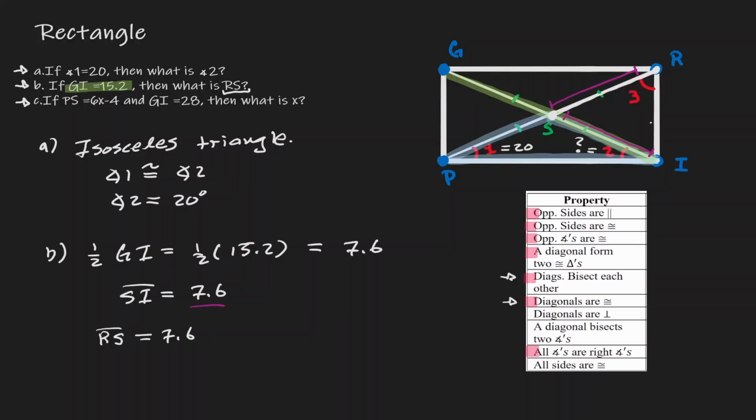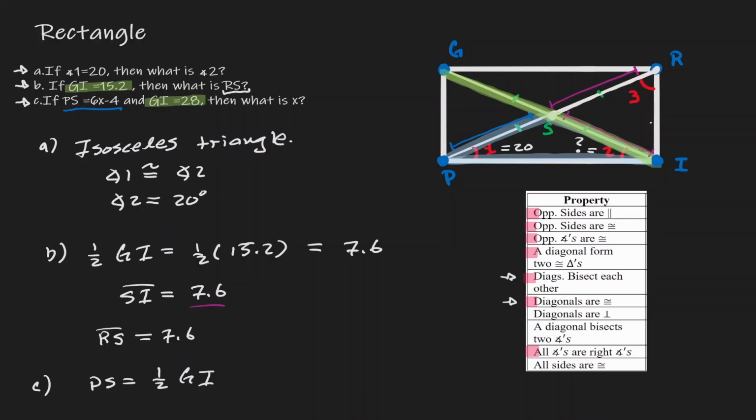Now let's concentrate on the third task. Here we're given that PS has a value of 6x minus 4, which we can find here. In addition, GI now has a value of 28, which again, here it is. That's GI. What we want to do is find the value of x. There exists a relationship between those two: PS is equivalent to 1/2 of GI, because notice that GI is a complete diagonal. We bisected it, and we know that all bisections are congruent to each other. So we have this relationship.